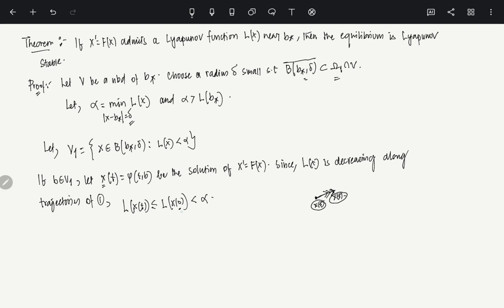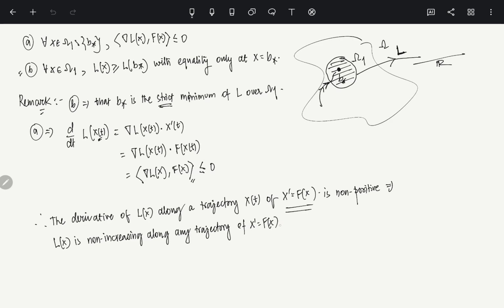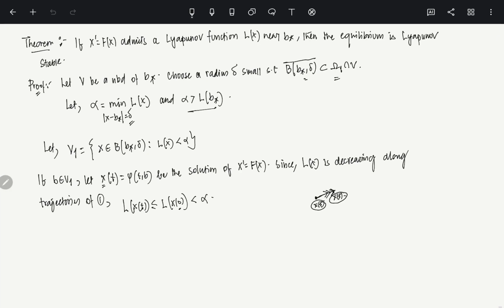Now what is L of x0? L of x0 is nothing but this B star, right? Along this trajectory, I have to write it here. I forgot to write it. The thing is, the equilibrium point is B star, right? So x at the point 0 has to be B star. That's the starting point. So L at the point B star is dominated by alpha, so L at the point x0 is dominated by alpha. Is it okay? Right.